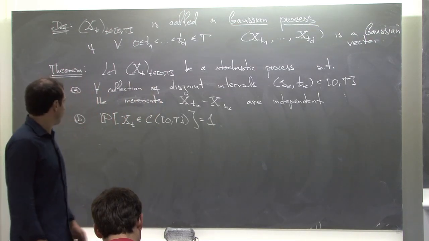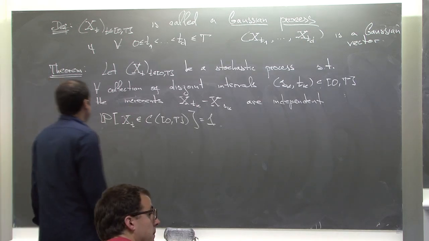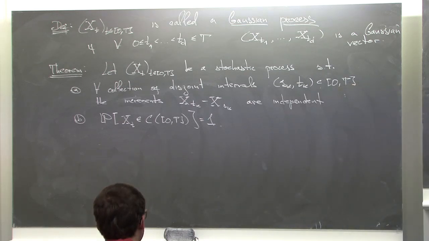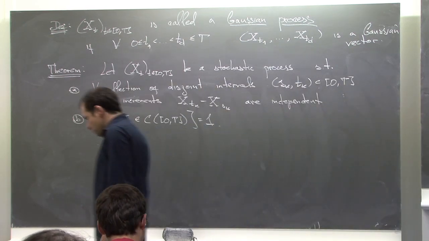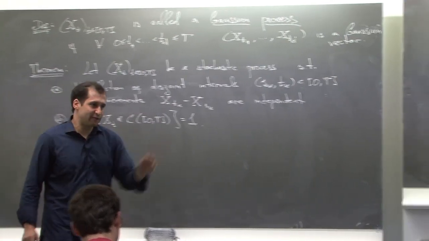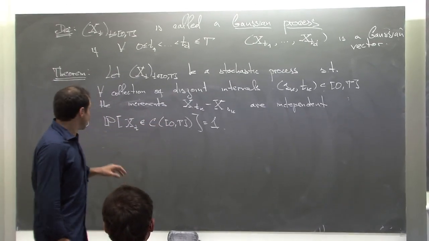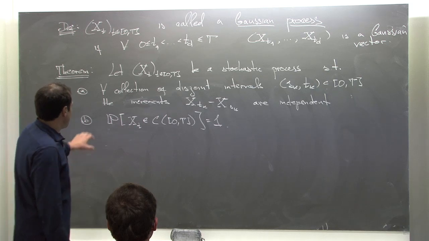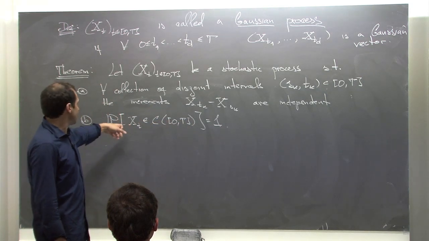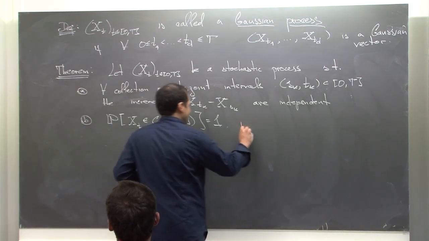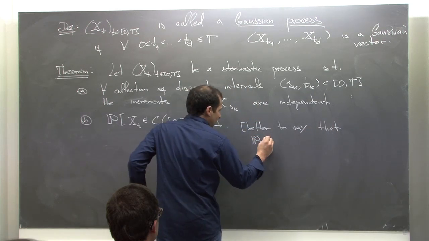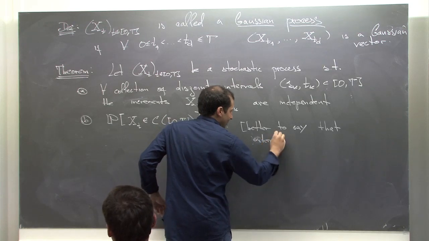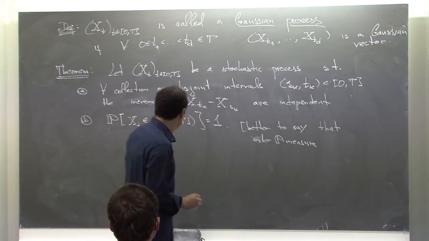How do you know this is measurable? How do I know this is an event in my sigma algebra? Yes, that's a very good question. There are several ways to say it. First, the formal way of saying: even if it's not measurable, I try to find a bigger event. We can say that the outer measure of the complement is zero.